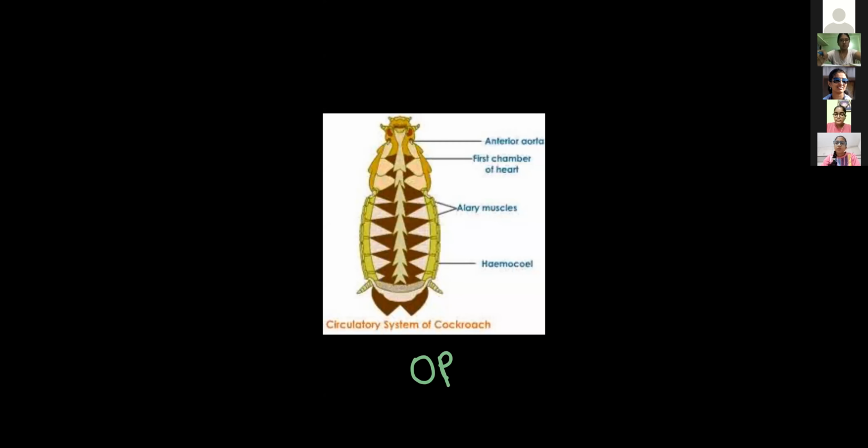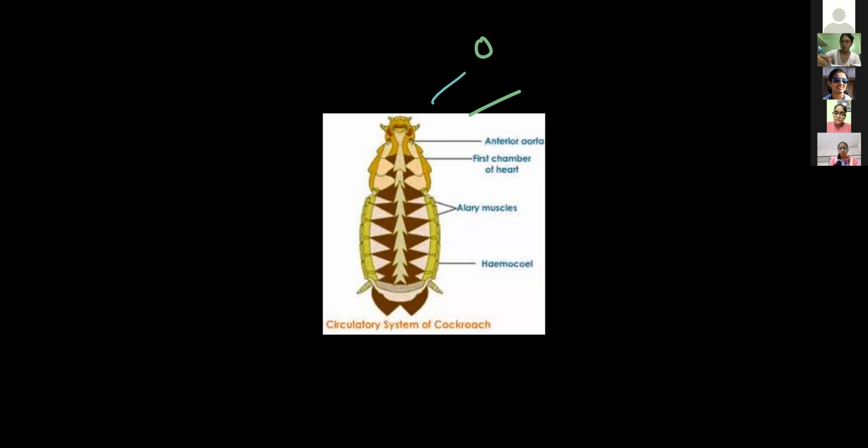In case of cockroach, the type of circulatory system is the open type, because blood vessels are not much developed, so they cannot divide into capillaries. They are poorly developed, so they open up into the space, and that space, the coelom, here we call a hemocoel. Basically, it's a coelom, a body cavity, but now this coelom is filled with blood. That's why the name given is hemocoel.